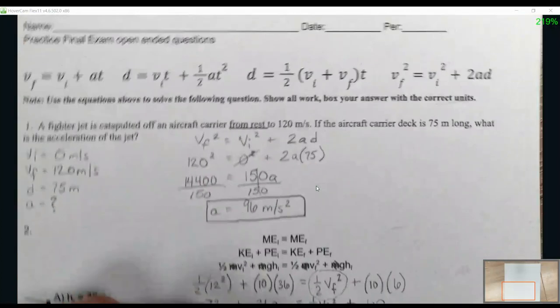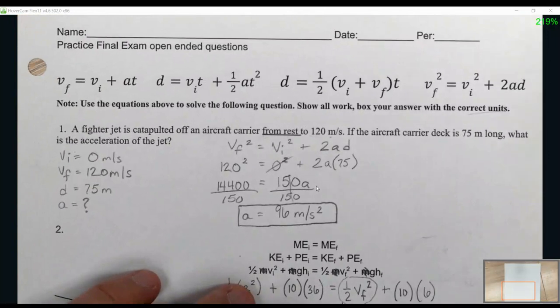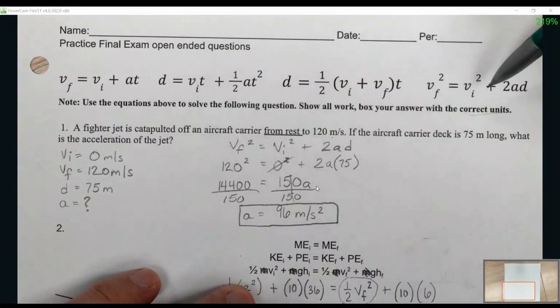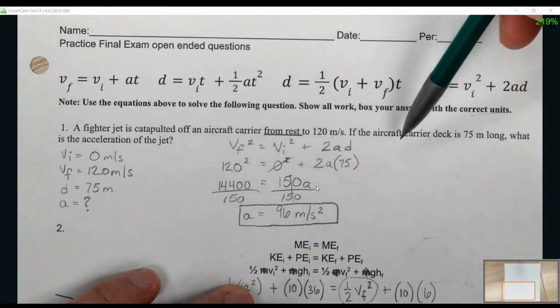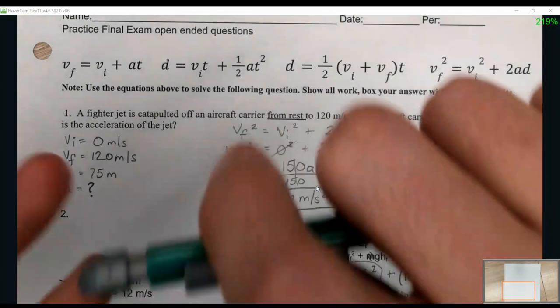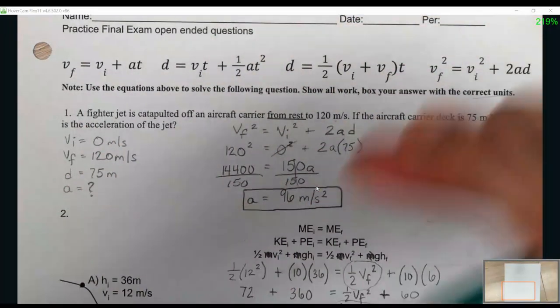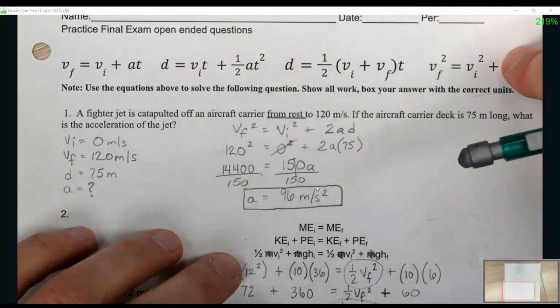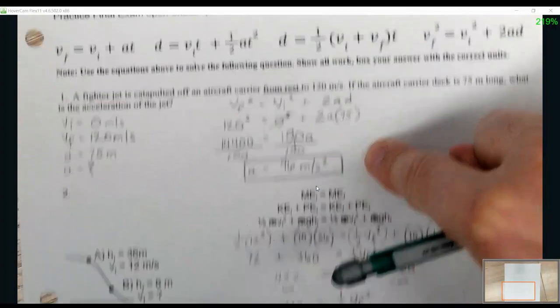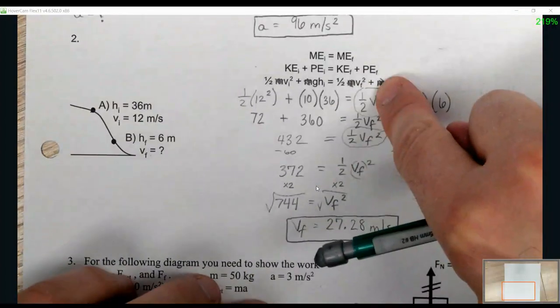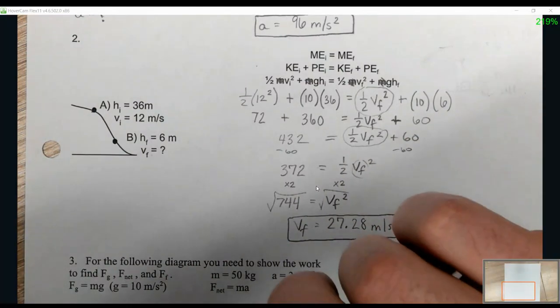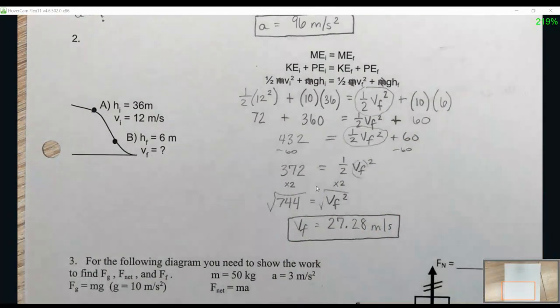Okay, so problem 1 that you're going to see is going to be one of these equations that is used. You have to figure out the information given, initial velocity, final velocity, distance, time, and or acceleration, and then figure out the equation to use and solve. Here is going to be pretty much this exact problem, different set of numbers. Now the next one.